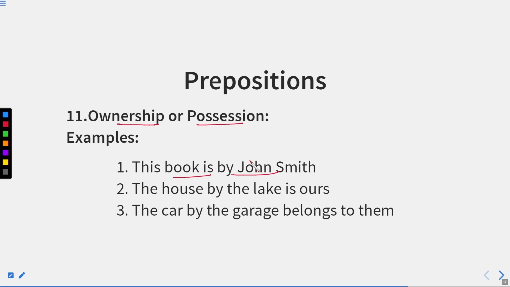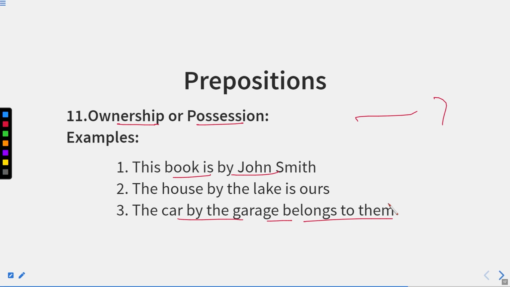The house by the lake is ours. By the lake means it is just near the lake, or you can say on the bank of that particular lake. So we can use by. It means you can say beyond that particular lake. We can use by. The car by the garage belongs to them. Again, the car by the garage belongs to them. It means the car which is beyond that particular garage. It belongs to them.